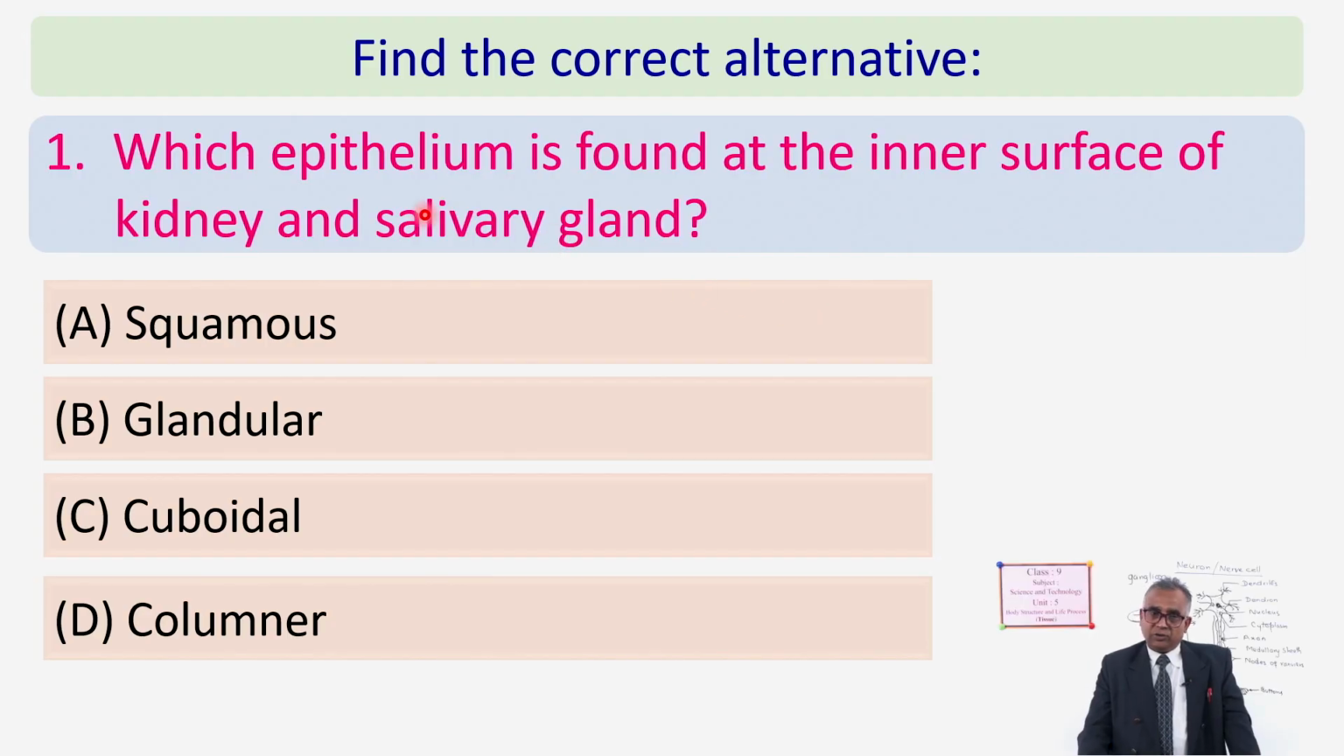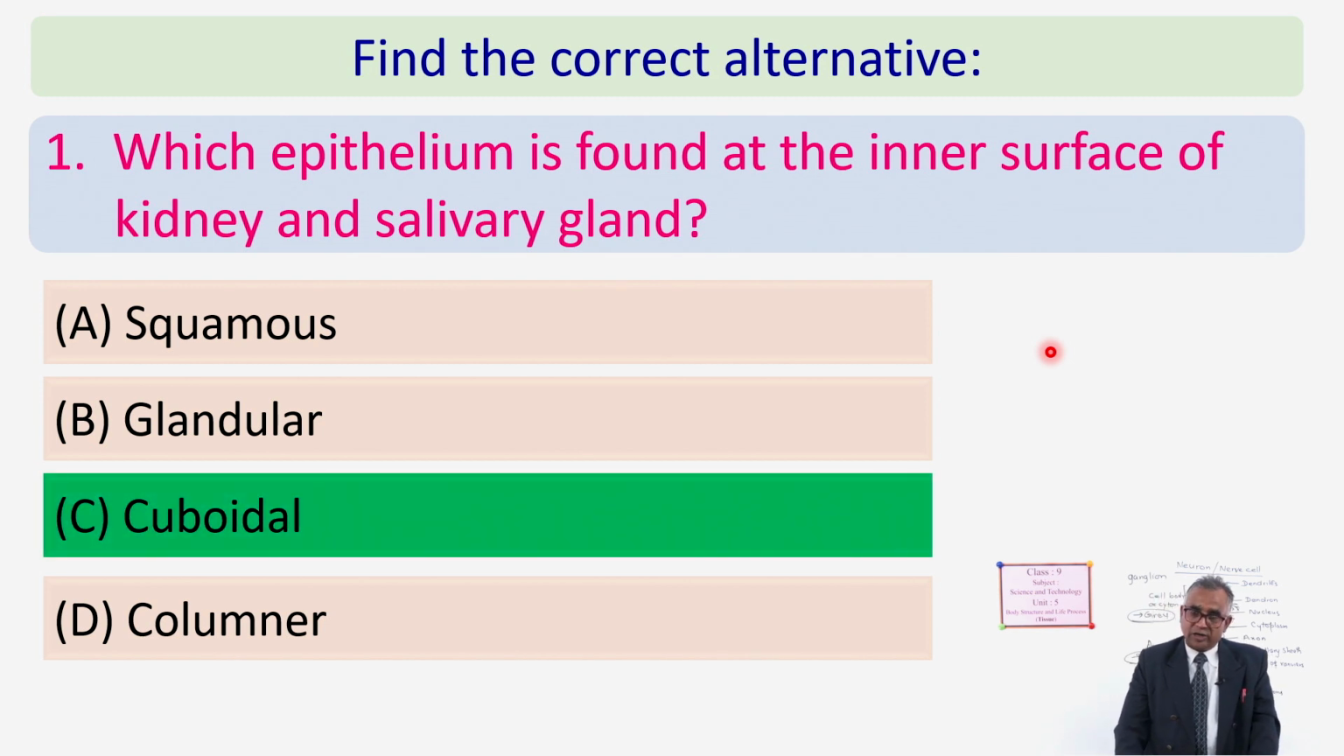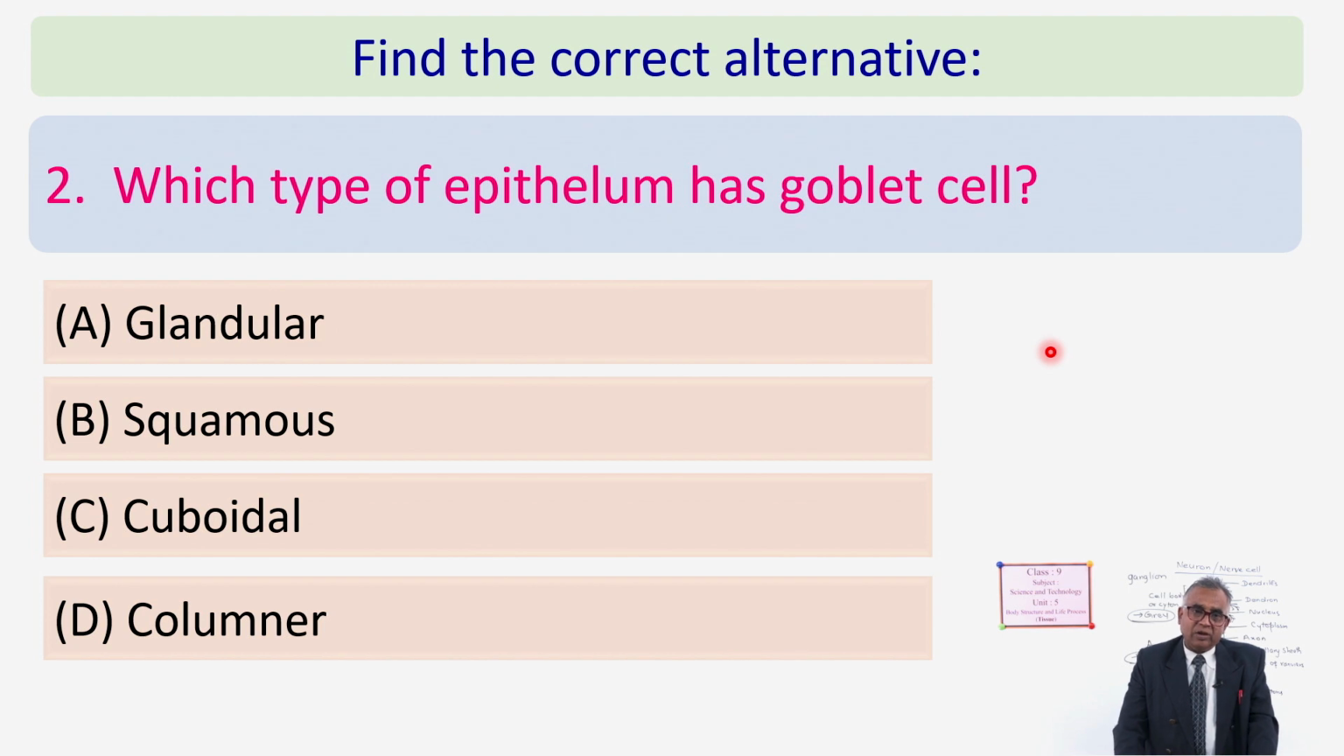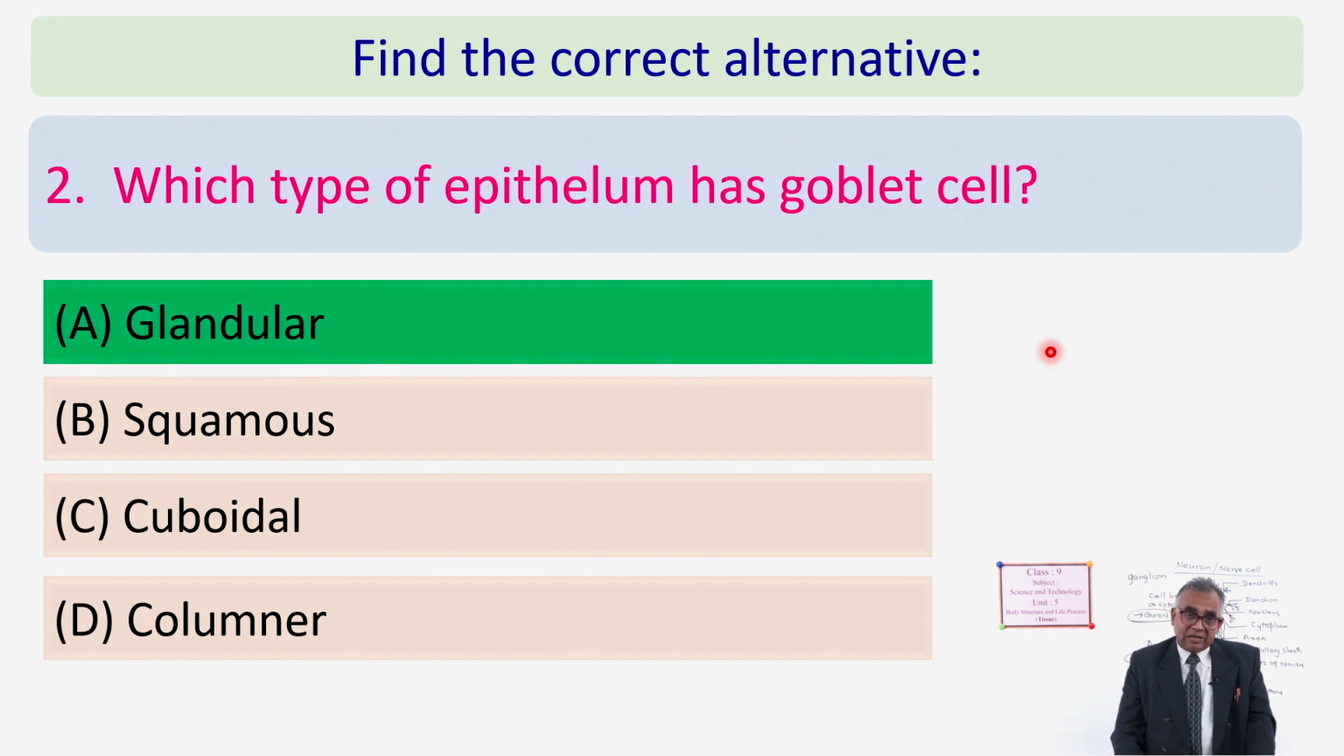First question for you is, which epithelium is found at the inner surface of kidney and salivary gland? Just try to take. What is your answer? Let's see. It is cuboidal. What was your answer? You compare it. Okay, next one. Which type of epithelium has goblet cells? Very easy, a very unique term. I think you remember it. Yes, that is glandular.